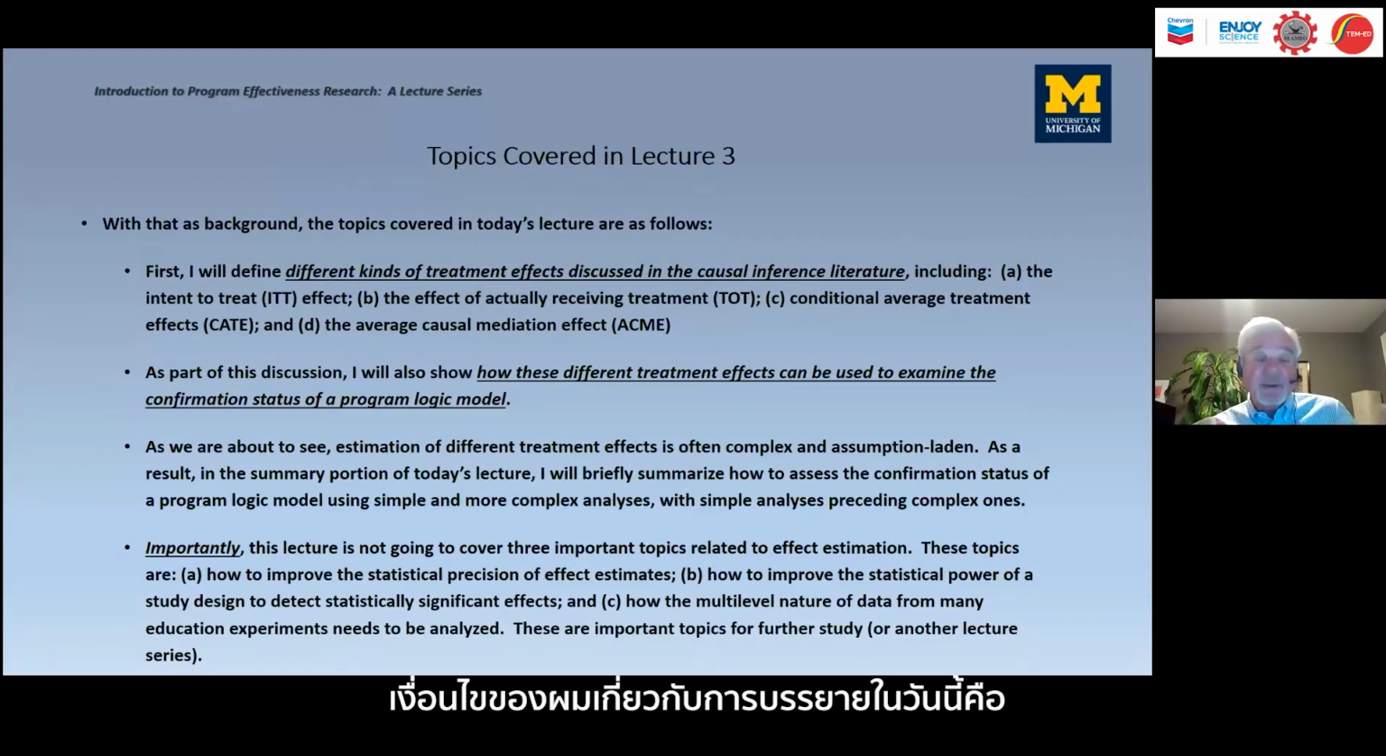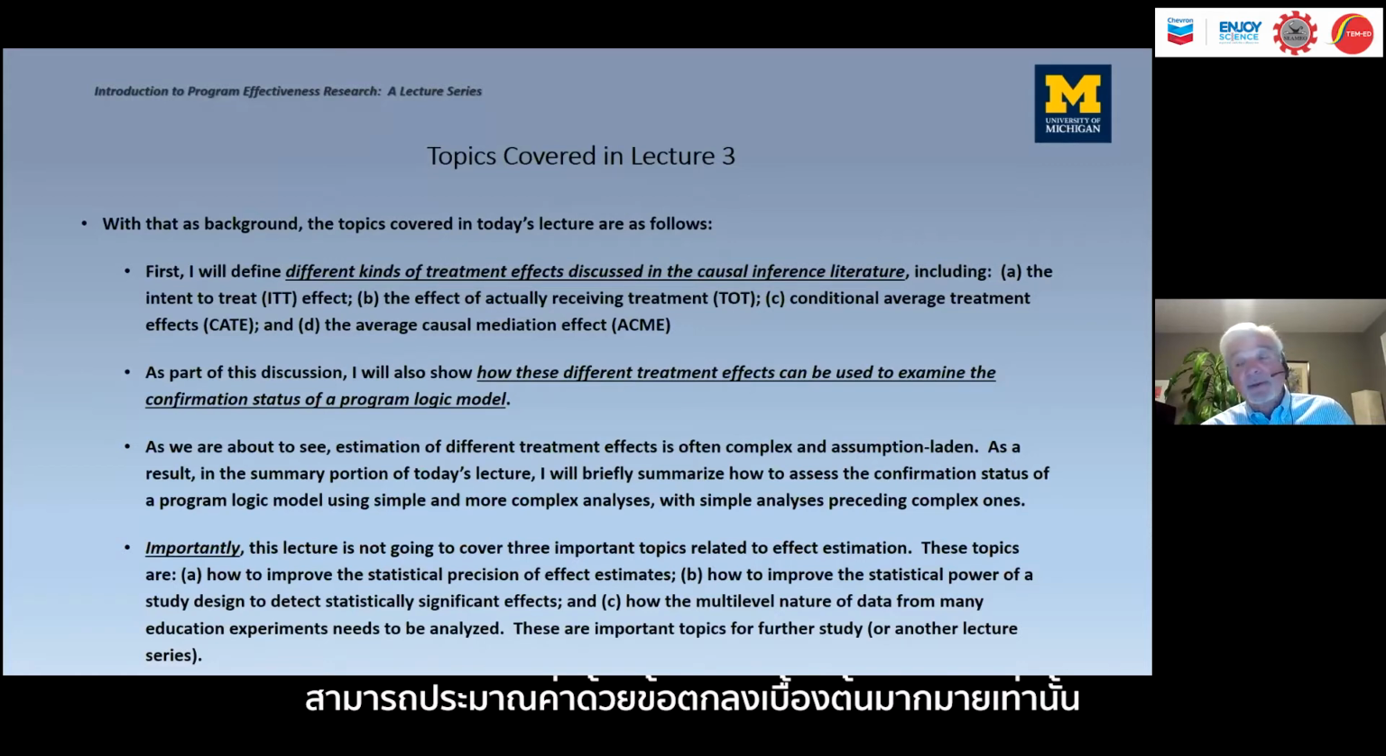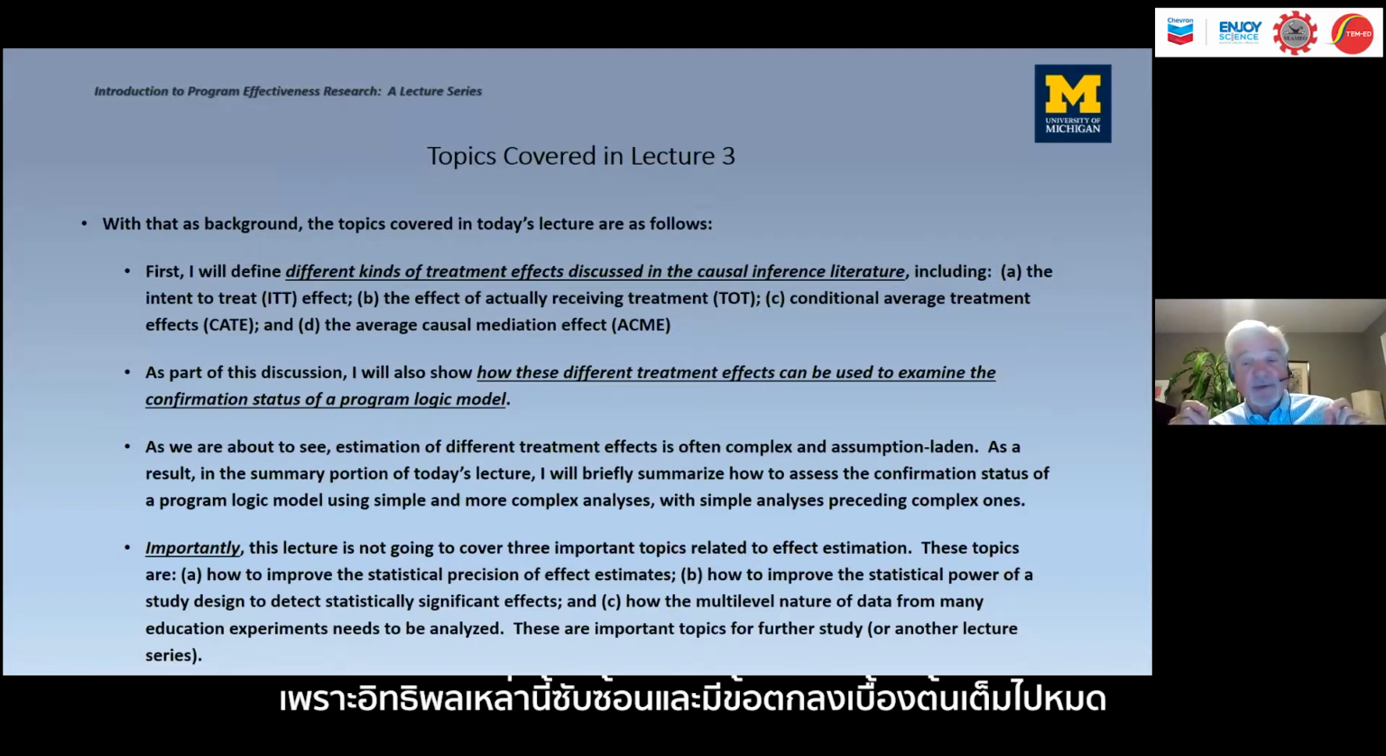The proviso I have about today's lecture is this. Some of the effects that I am going to discuss today can only be estimated with a lot of assumptions. So these effects are complex and they're assumption laden.